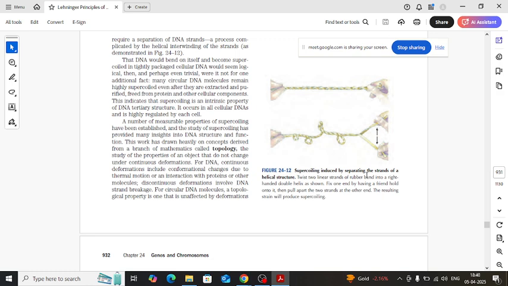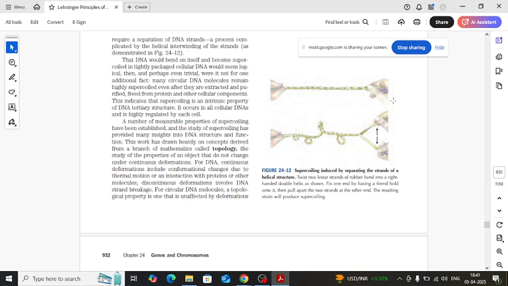Suppose for example this is a rope which is like a DNA, which has two strands coiled over each other. That is called coiling. Now, if you hold this and just separate these two strands, if you increase the distance between these two strands, then in the middle portion, to accommodate this change, there will be supercoiling. It means one strand will coil over another strand to balance out this strain. That is called supercoiling, that can be induced by separating the strands of a helical structure.